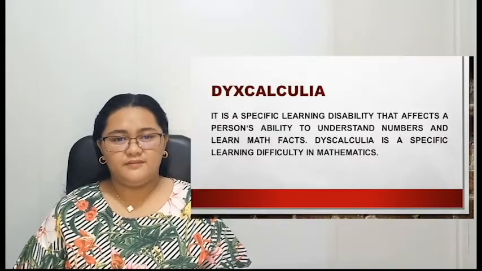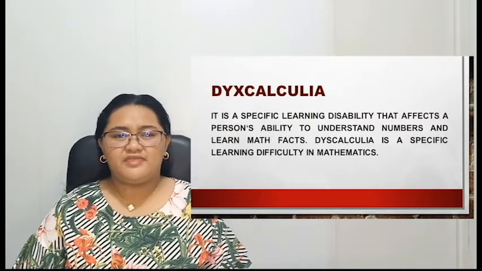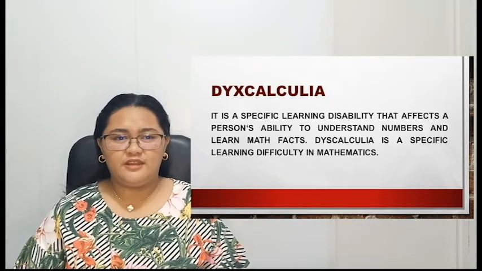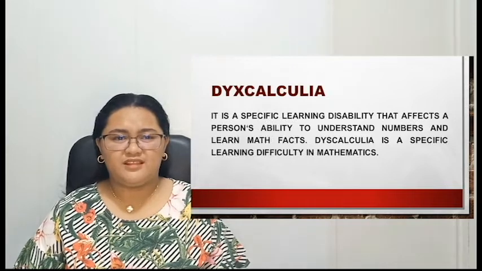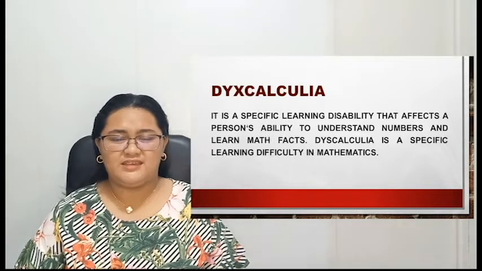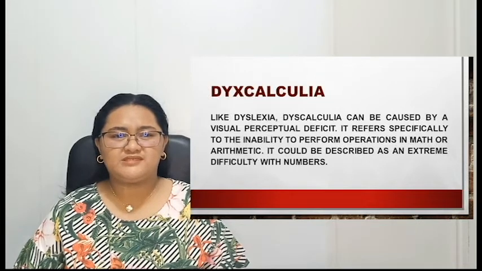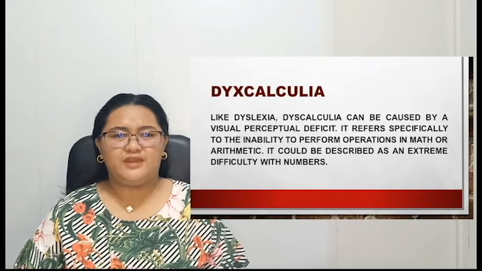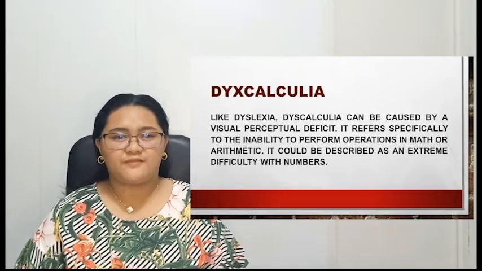Does anyone know about dyscalculia? Dyscalculia is a specific learning disability that affects a person's ability to understand numbers and learn math facts. Dyscalculia is a specific learning difficulty in mathematics. Like dyslexia, dyscalculia can cause a visual perceptual deficit. Dyscalculia refers specifically to the inability to perform operations in mathematics or arithmetic.